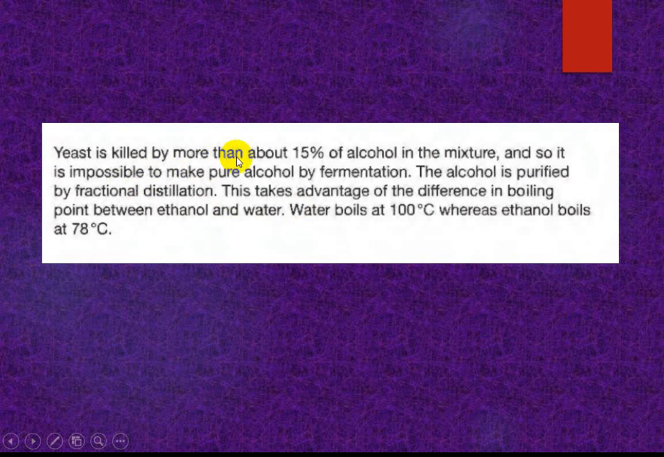Yeast is killed by more than about 15% alcohol in the mixture, so it is impossible to make pure alcohol by fermentation. So the alcohol we make by fermentation is not pure, it is impure. Okay, alcohol is purified by fractional distillation.